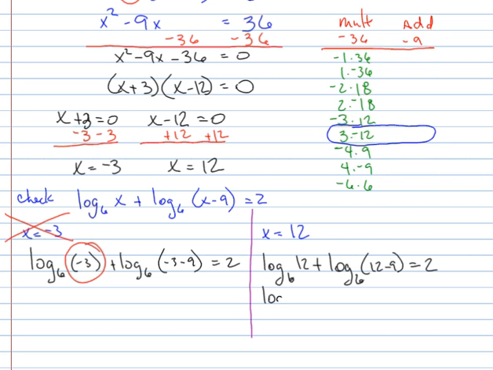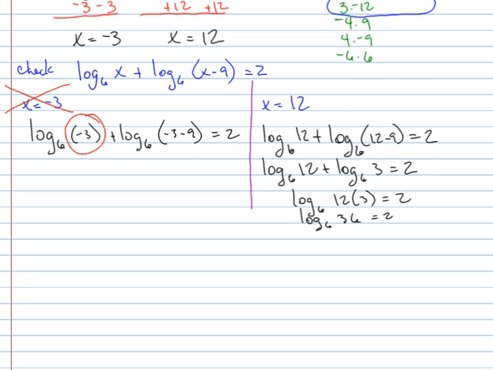So this gives me the log base 6 of 12 plus the log base 6 of 3 is equal to 2. So this is going to be the log base 6 of 12 times 3, so the log base 6 of 36. Here we have 36 is equal to 6 to the second power, and yes, that is true. So this is a valid answer.